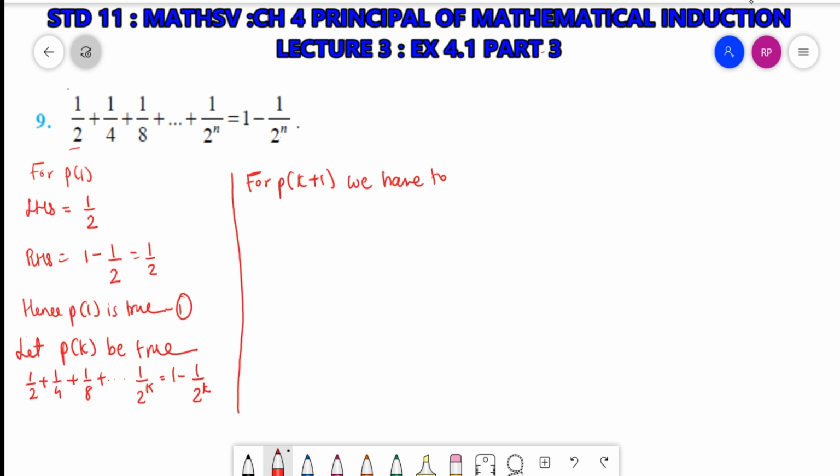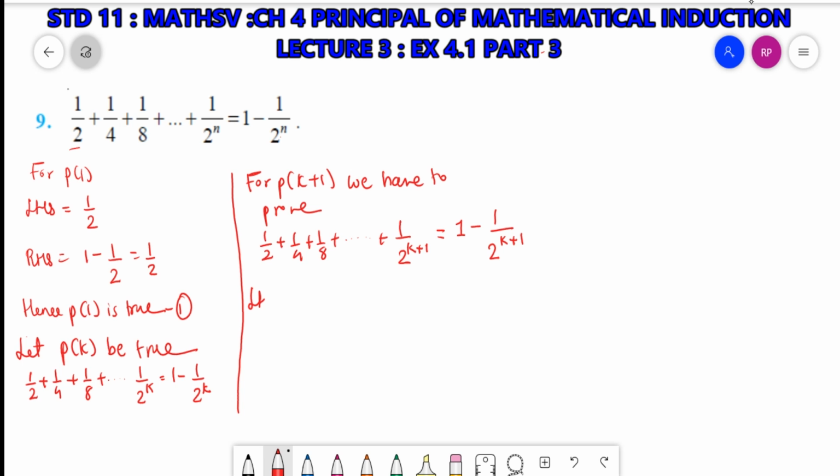we have to prove 1 by 2 plus 1 by 4 up to 1 upon 2 raised to, now instead of n, I will use k plus 1. This is equal to 1 minus 1 upon 2 raised to, instead of n, I will use k plus 1. Okay. Now we have to prove this.